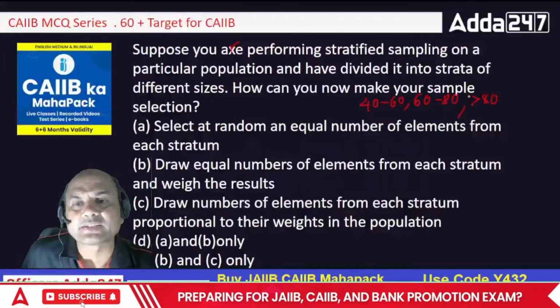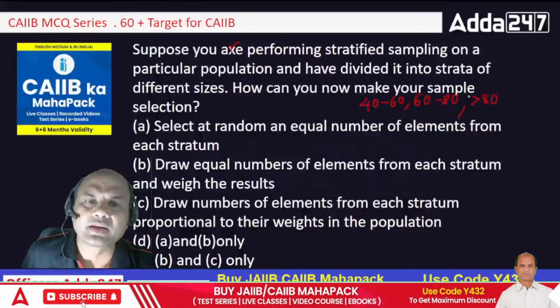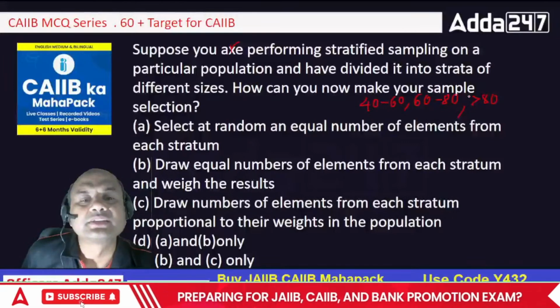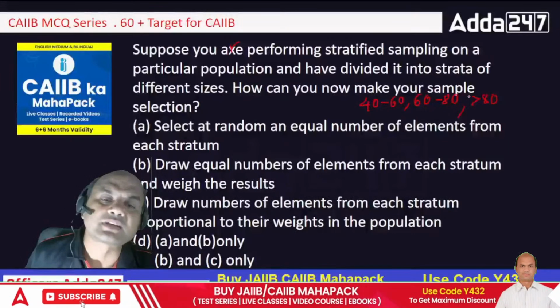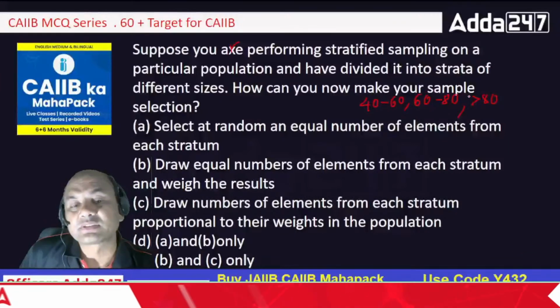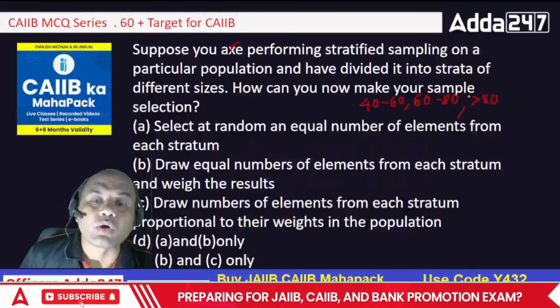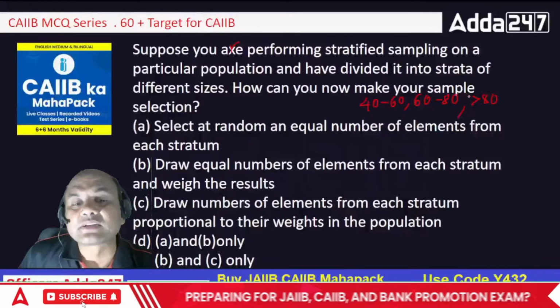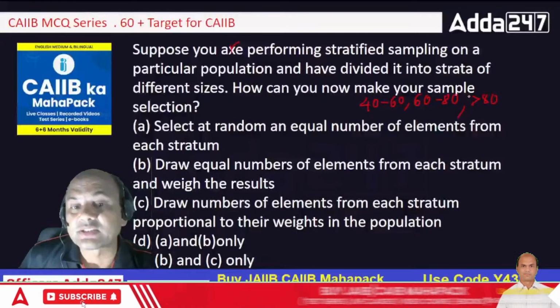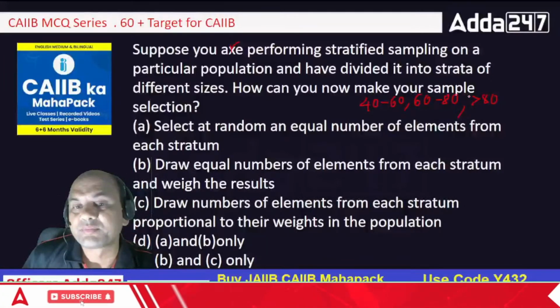So I am doing a stratified sampling and have divided it into various strata. How can I make my sample selection? Select at random an equal number of elements from each stratum. So select an equal number of elements. Second, draw an equal number of elements from each stratum and weigh the results. Weigh the results. This is something new, right?